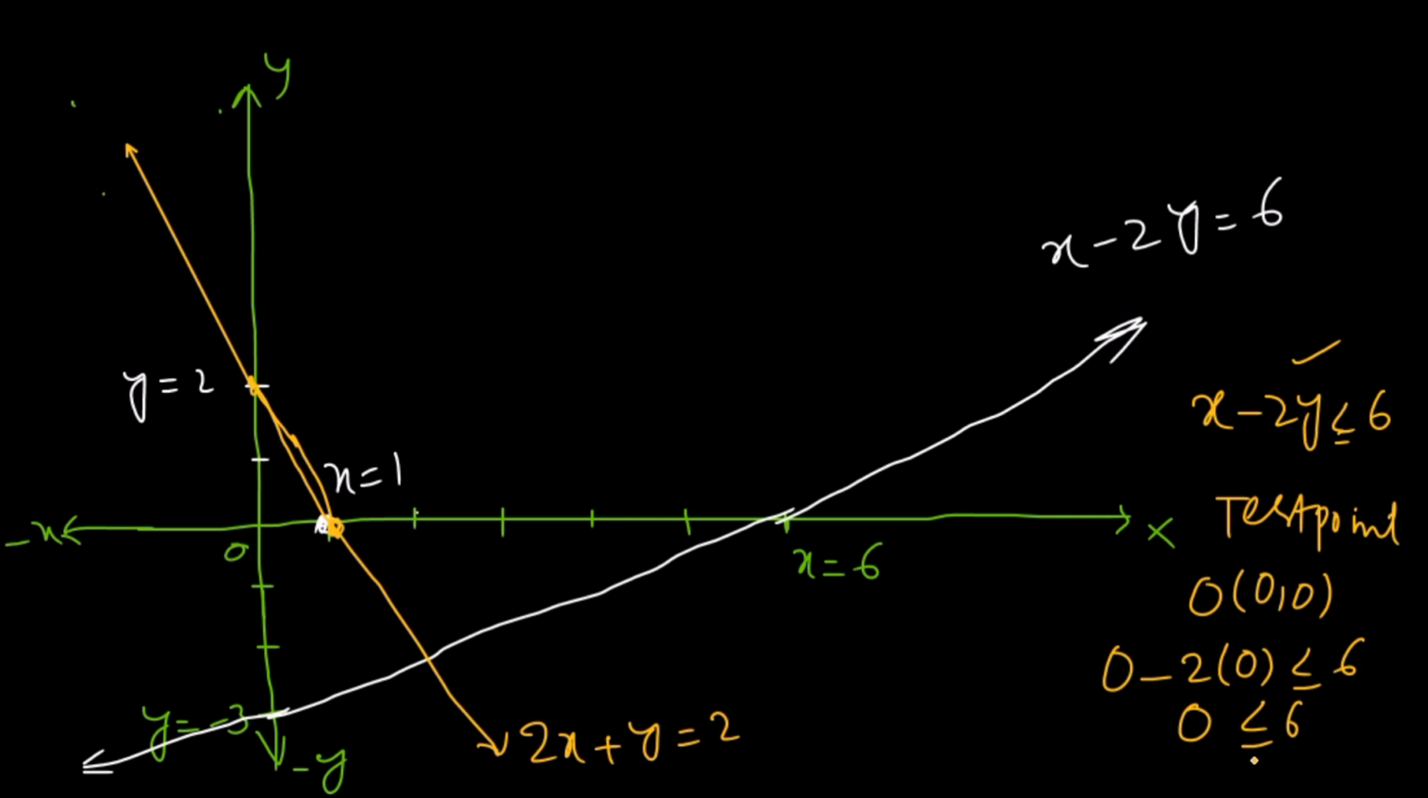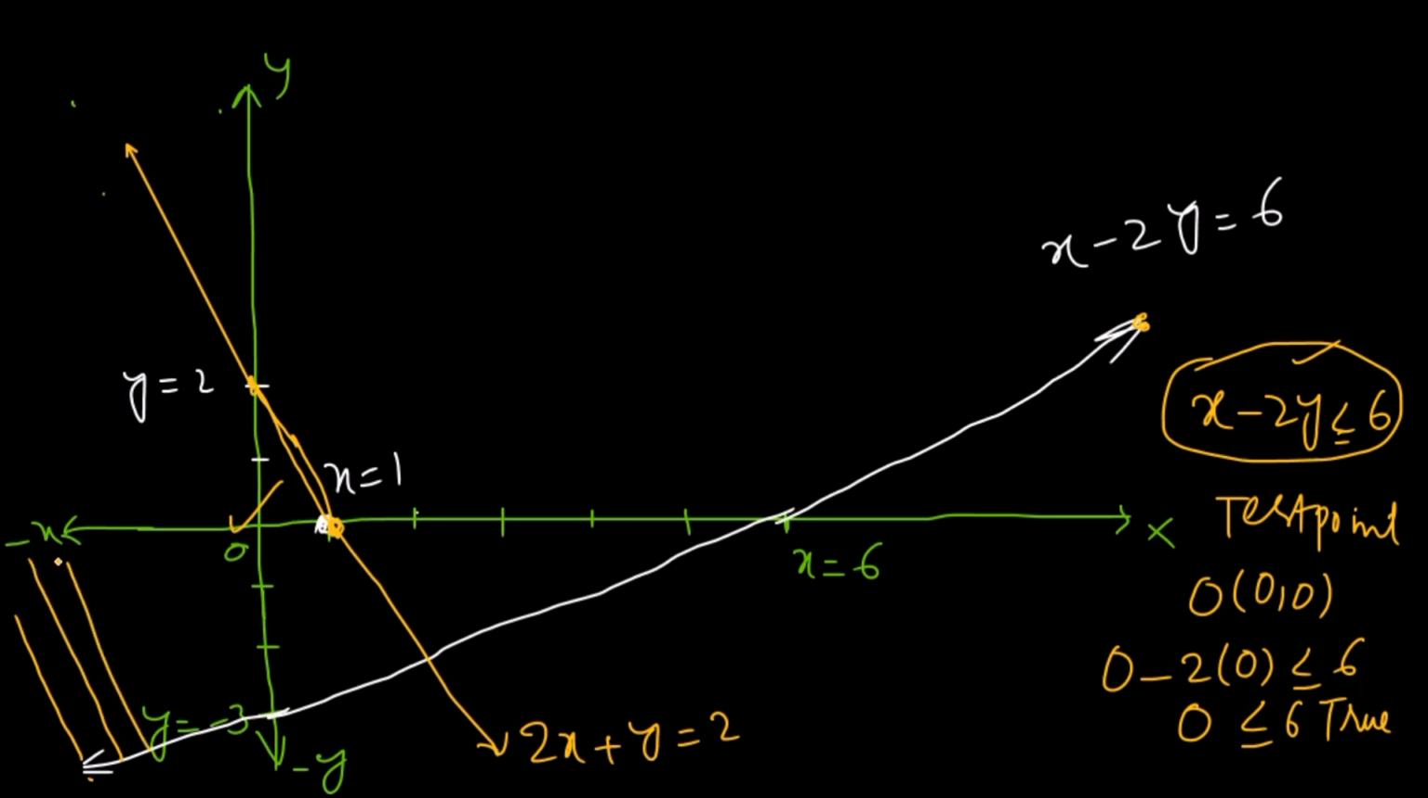Whether this inequality is true or false? This is true. You know 0 is always less than 6. This shows that the graph of this inequality is towards the origin. Where is its boundary line? The boundary line of x minus 2y is equal to 6 is this. So its graph will be towards the origin. Where is the origin? The origin is here. So the graph will be like this, towards the origin.